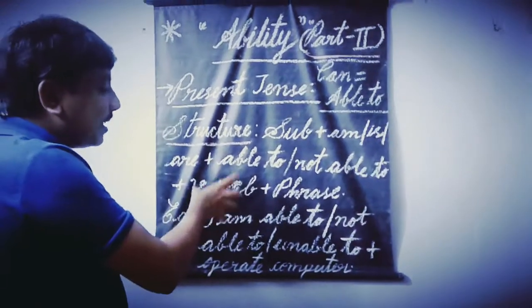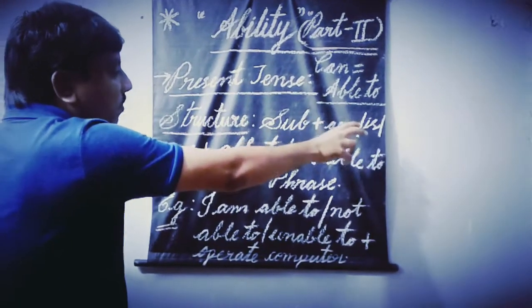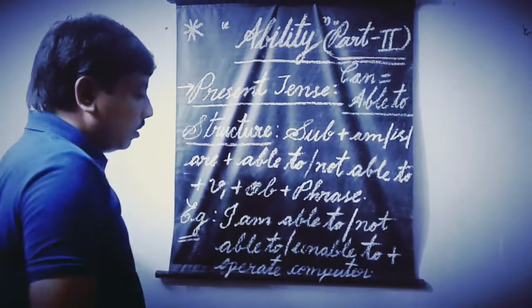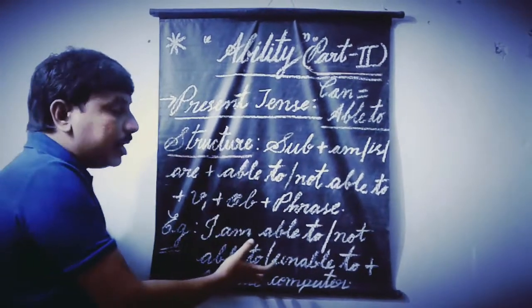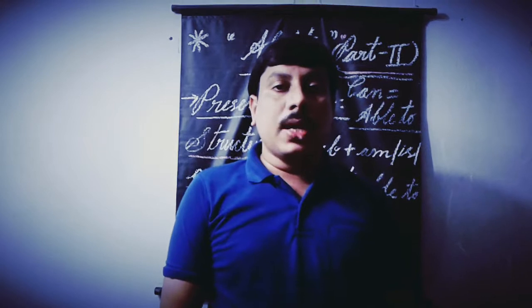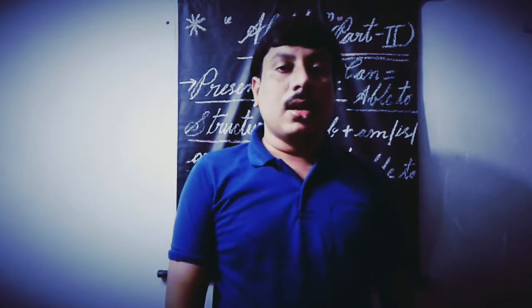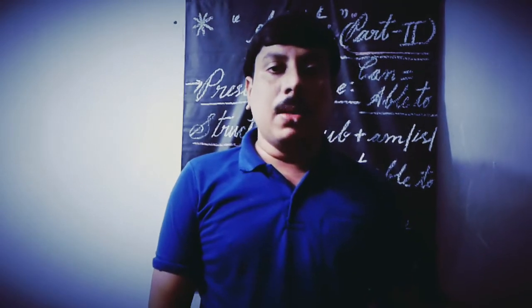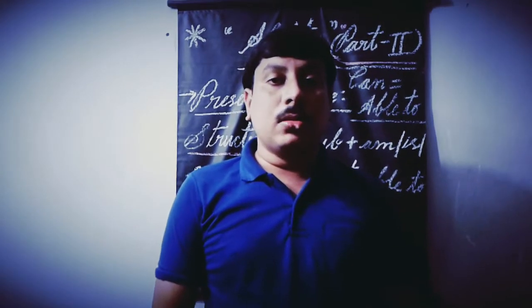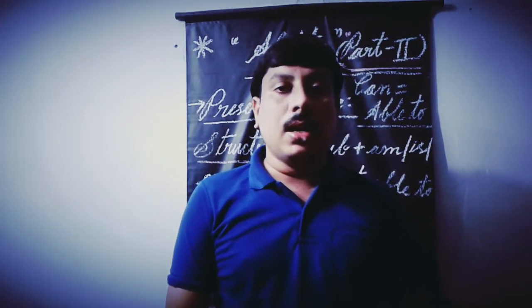Now let us take some examples which are related to able to with the present be forms such as am, is, are, by taking some positive and negative statements which indicate positive capacity and negative capacity. I am able to speak in English. This is positive ability. I am unable to speak in English. This is negative ability. I am able to do this work. I am unable to do this work. I am able to get up early in the morning. I am unable to get up early in the morning.